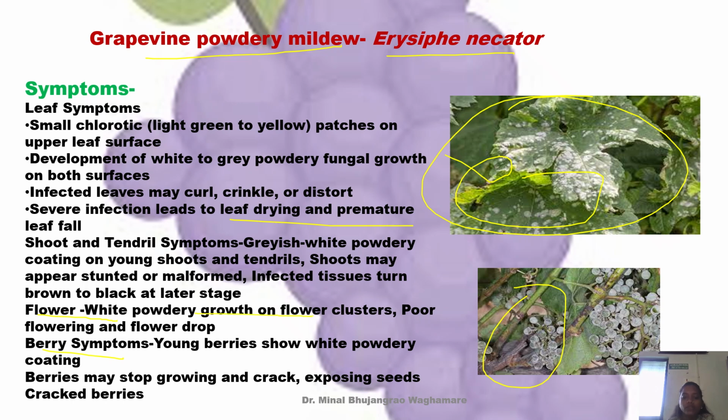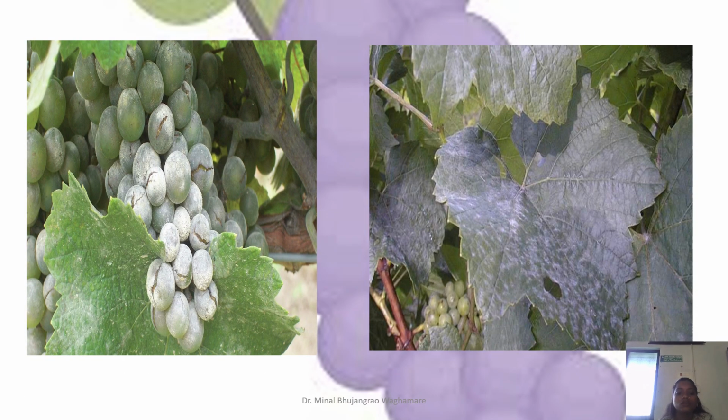This also affects the berries. It will misshape the berries and reduce their size. Cracking of berries takes place, and ultimately it impacts the yield of the grapevine. In severe stages, we can see the cracking of the berries takes place.